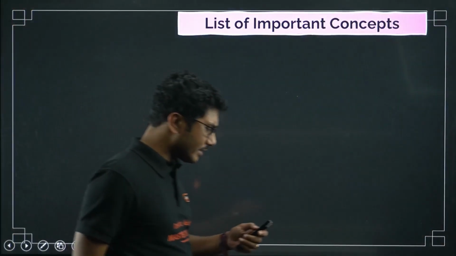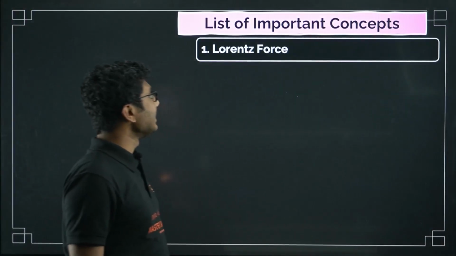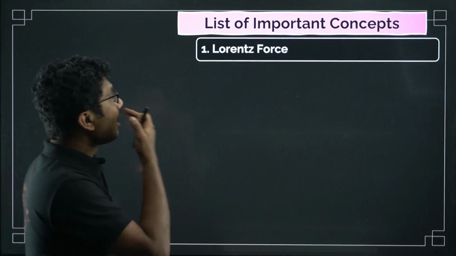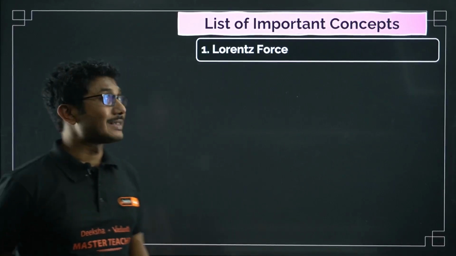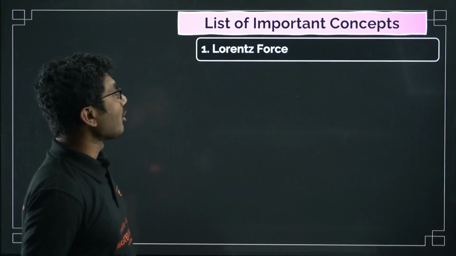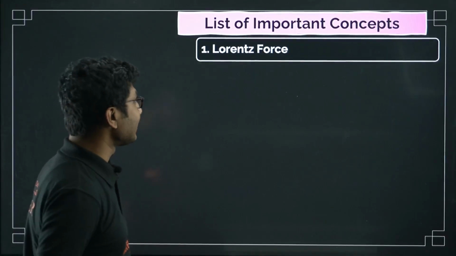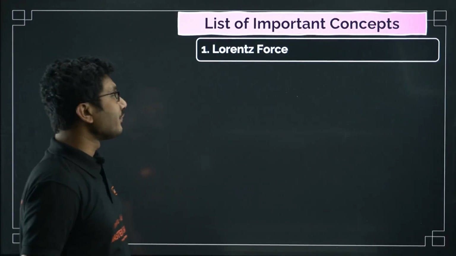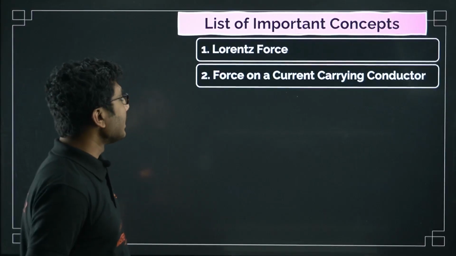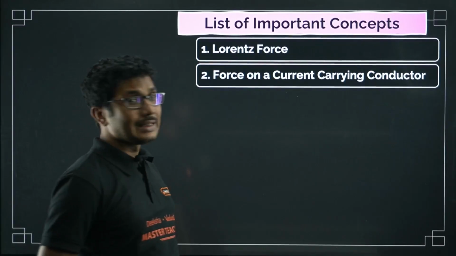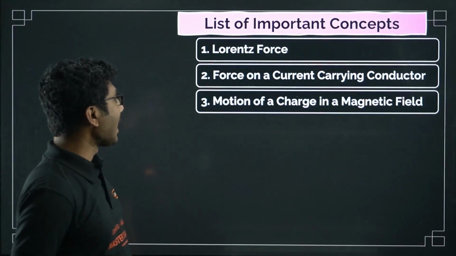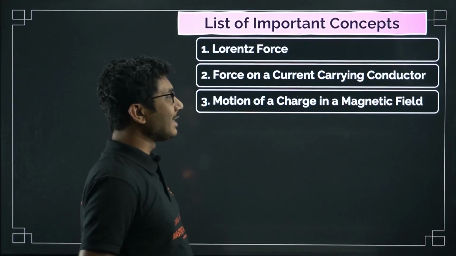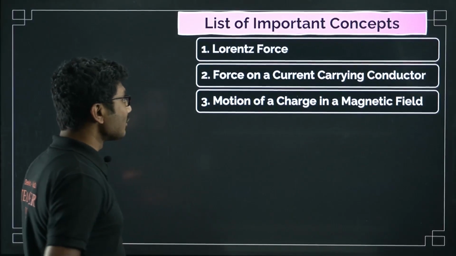I don't want to waste too much of your time. So first, let's look into the list of important topics from the chapter. The first, obviously, is Lorentz force, a very important concept. Then we have force on a current carrying conductor. Then we have motion of a charged particle in a magnetic field, that is also super important.